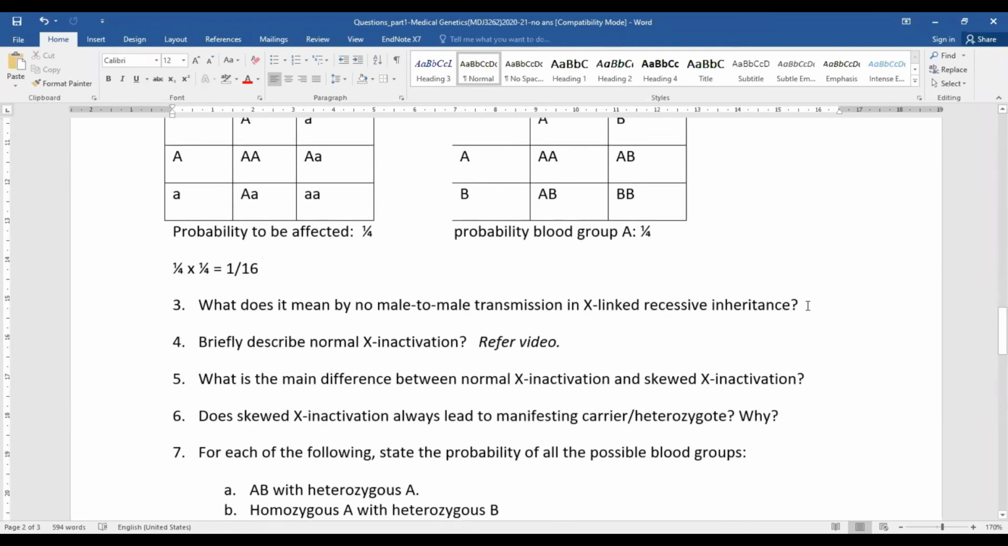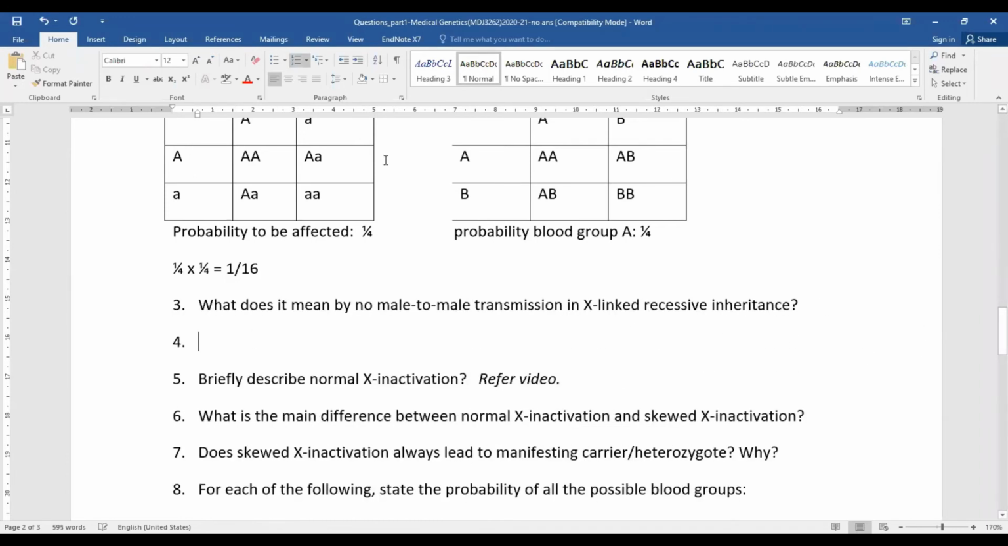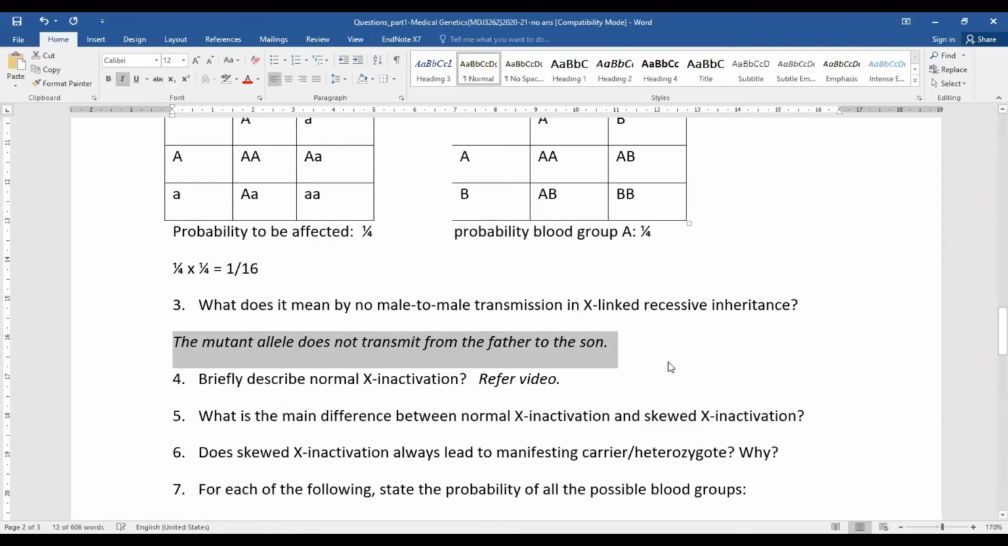Question 3. What does it mean by no male-to-male transmission in X-linked recessive inheritance? What does that mean? It's actually only telling us that the mutant allele does not transmit from the father to the son. Just that. The mutant allele doesn't transmit from the father to the son. Understood?